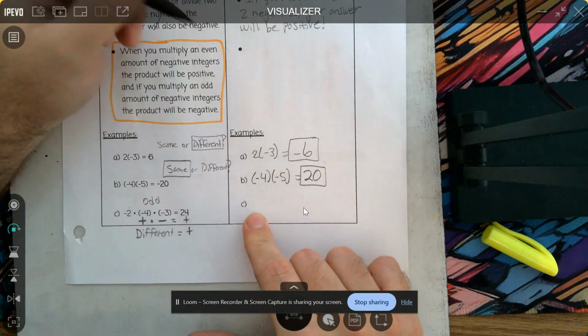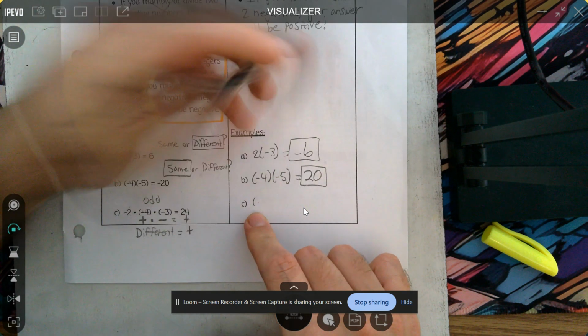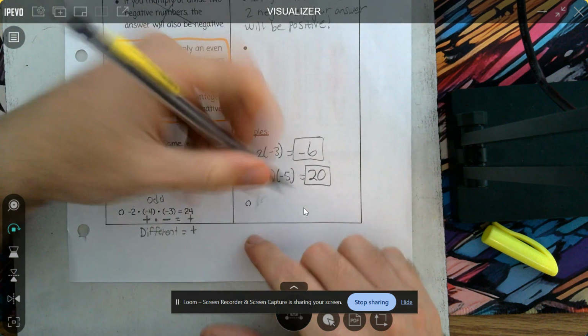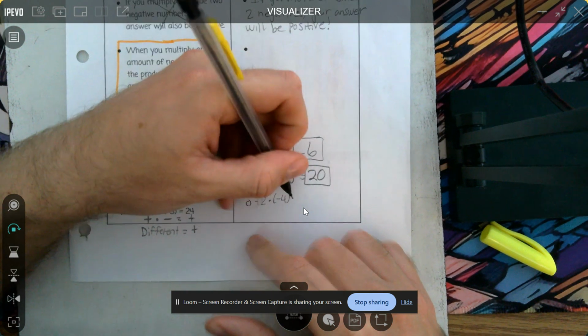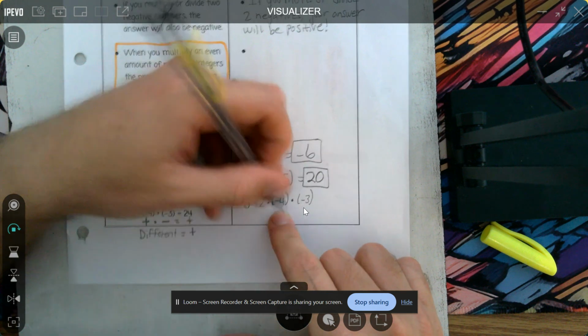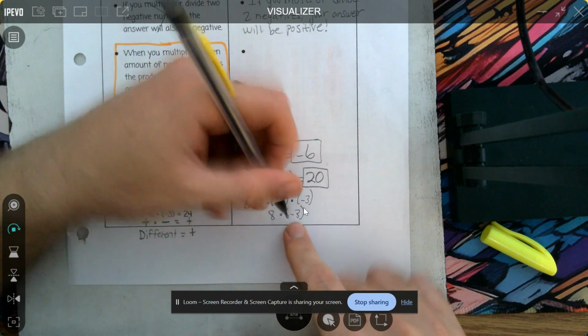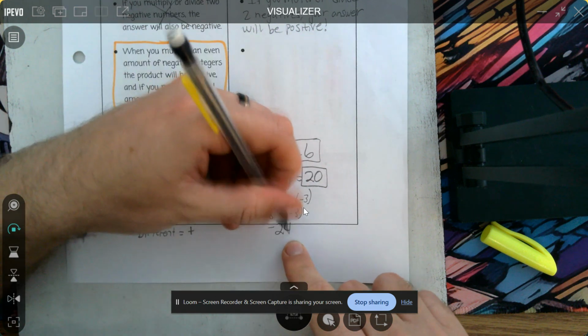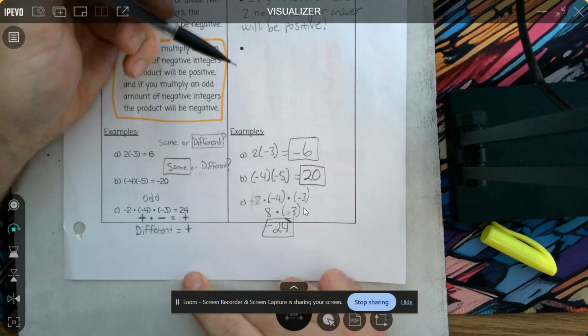Let's fix it on the right-hand side. Negative 2 times negative 4 times negative 3. Well, negative 2 times negative 4 is positive 8. And positive 8 times negative 3 is negative 24. So my answer is negative 24, not positive.